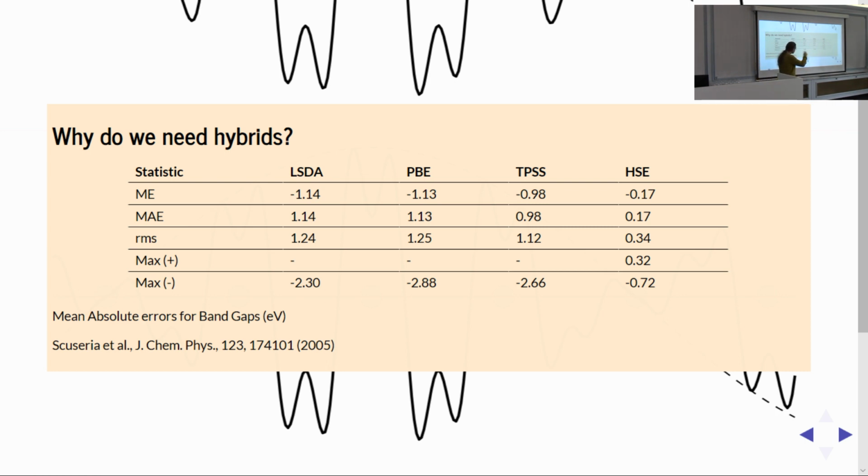TPSS, it's something that includes not just the gradients, but second derivatives of the electron density. Minor improvement, but not really anything significant.